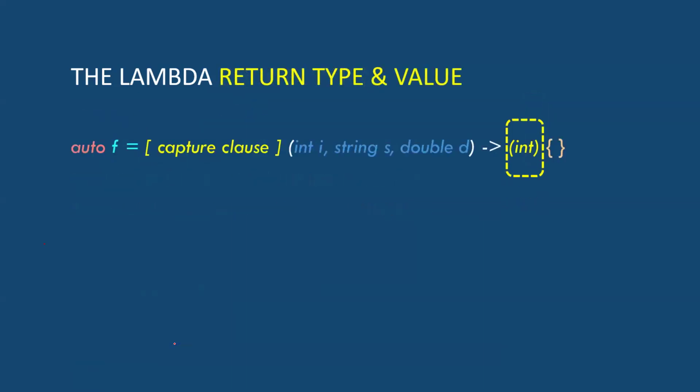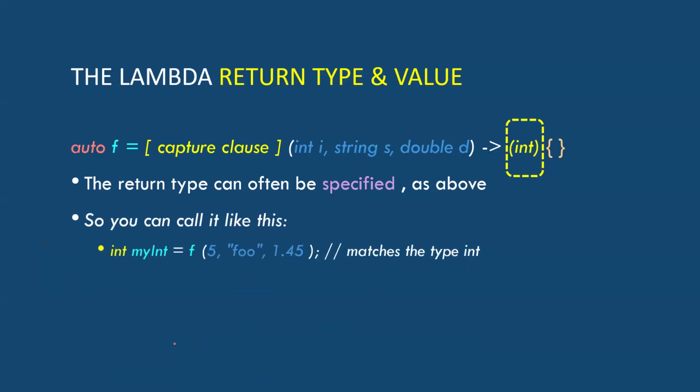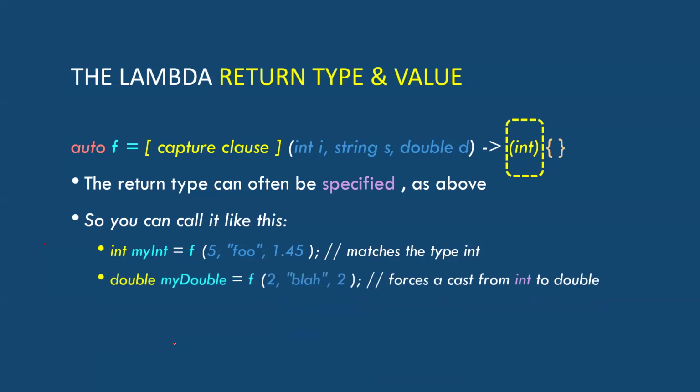The return type and value, it's optional. So we don't have to specify it. But if we do, it allows us to do a lot of guessing. The compiler can guess what kind of thing is going to be returned. So I could say my int equals f, you know, 5, foo, 1.45 or double, right? And that's going to force a cast from the int to the double. So double is double, f returns an int. We've all seen that before, right?